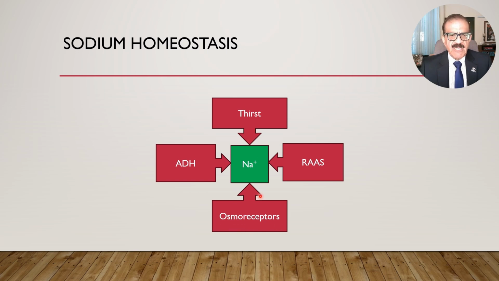This osmoreceptor and thirst mechanism, they work together. All these four mechanisms coordinate with each other in a way that in normal circumstances, if you have access to food and access to water and salt, there is extremely rare chance that you would develop hyponatremia or hypernatremia. So if there is hyponatremia, there has to be a cause. Either your access to sodium and water is lost, or you're losing too much, or there is some problem with one of these regulatory mechanisms.